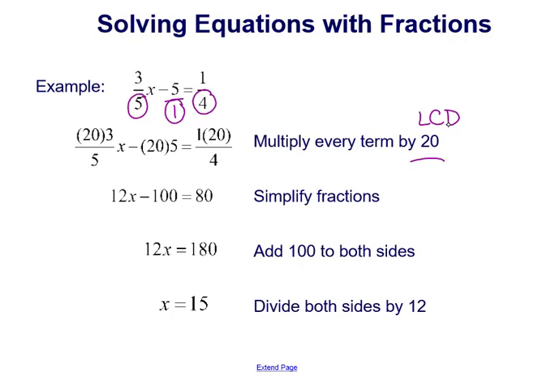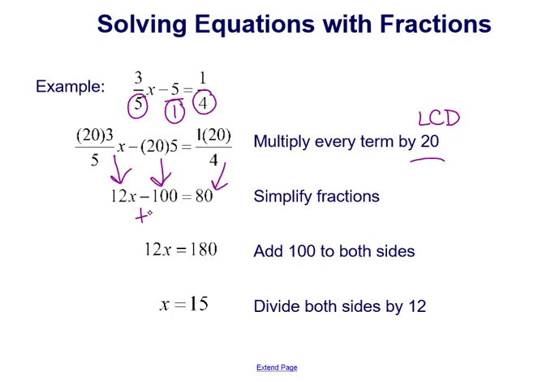So once we do that, we end up with 20 times 3/5 is 12, so that's 12x. 20 times 5 is 100. And then 20 times 1/4 is 80. So when simplifying the fractions and multiplying by 20, we get 12x minus 100 equals 80, and that's just now a regular multi-step equation.